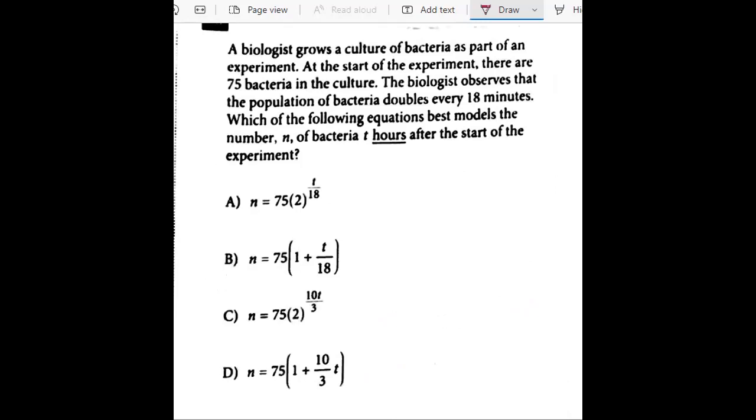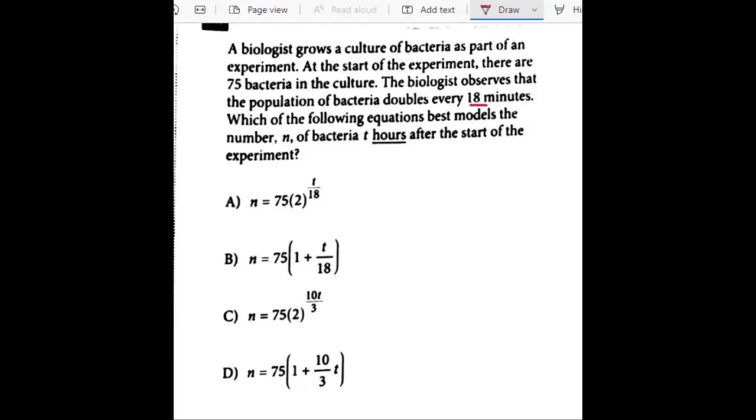Okay, let's do it. A biologist grows a culture of bacteria as part of an experiment. At the start of the experiment, there are 75 bacteria in the culture. The biologist observes that the population of bacteria doubles every 18 minutes. Which of the following equations best model the number n of bacteria t hours after the start of the experiment?